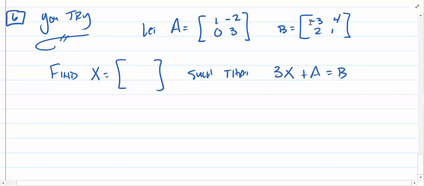So what would be a clever thing to do before you even start? Steven, what do you think, buddy? Isolate X. Isolate X over here, and then solve your matrix. Okay, so see what you can come up with in your table group.